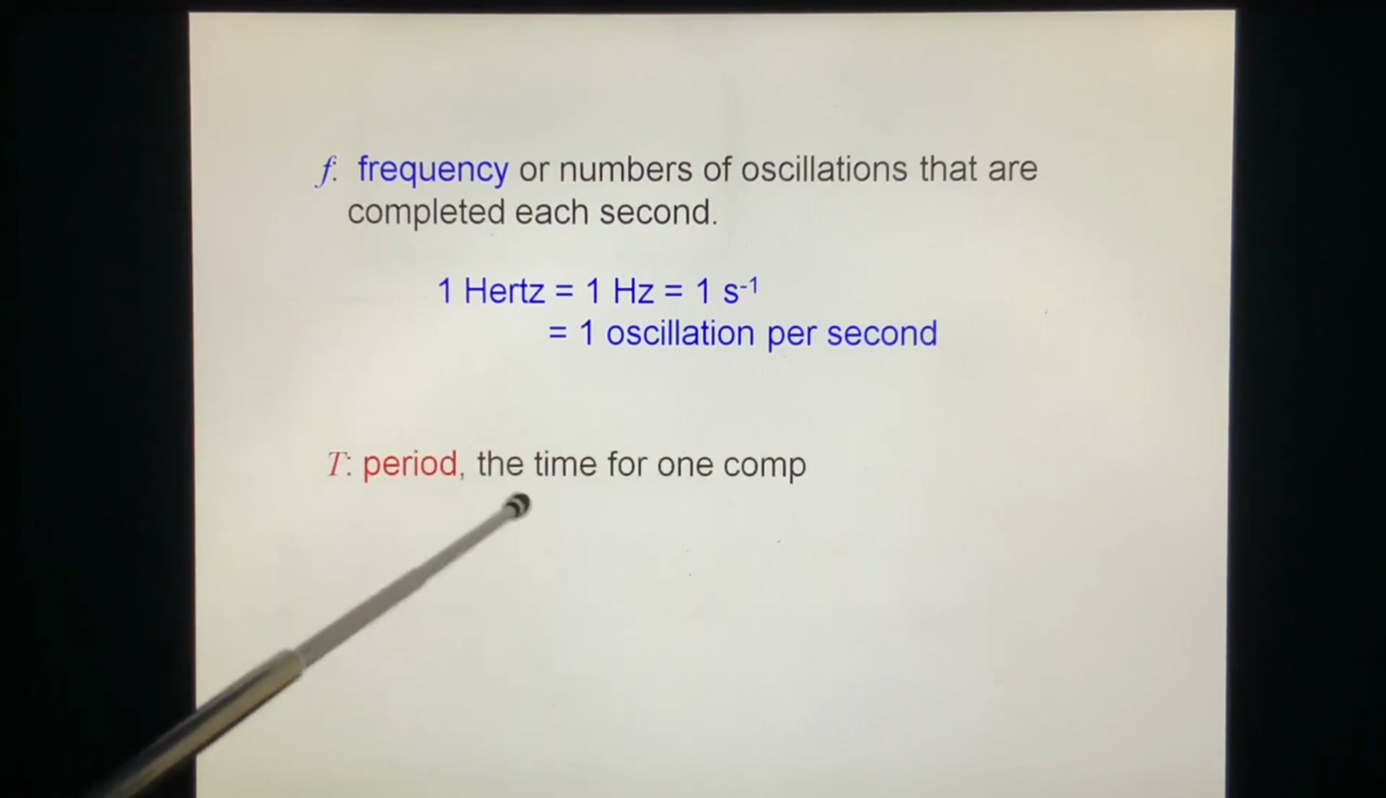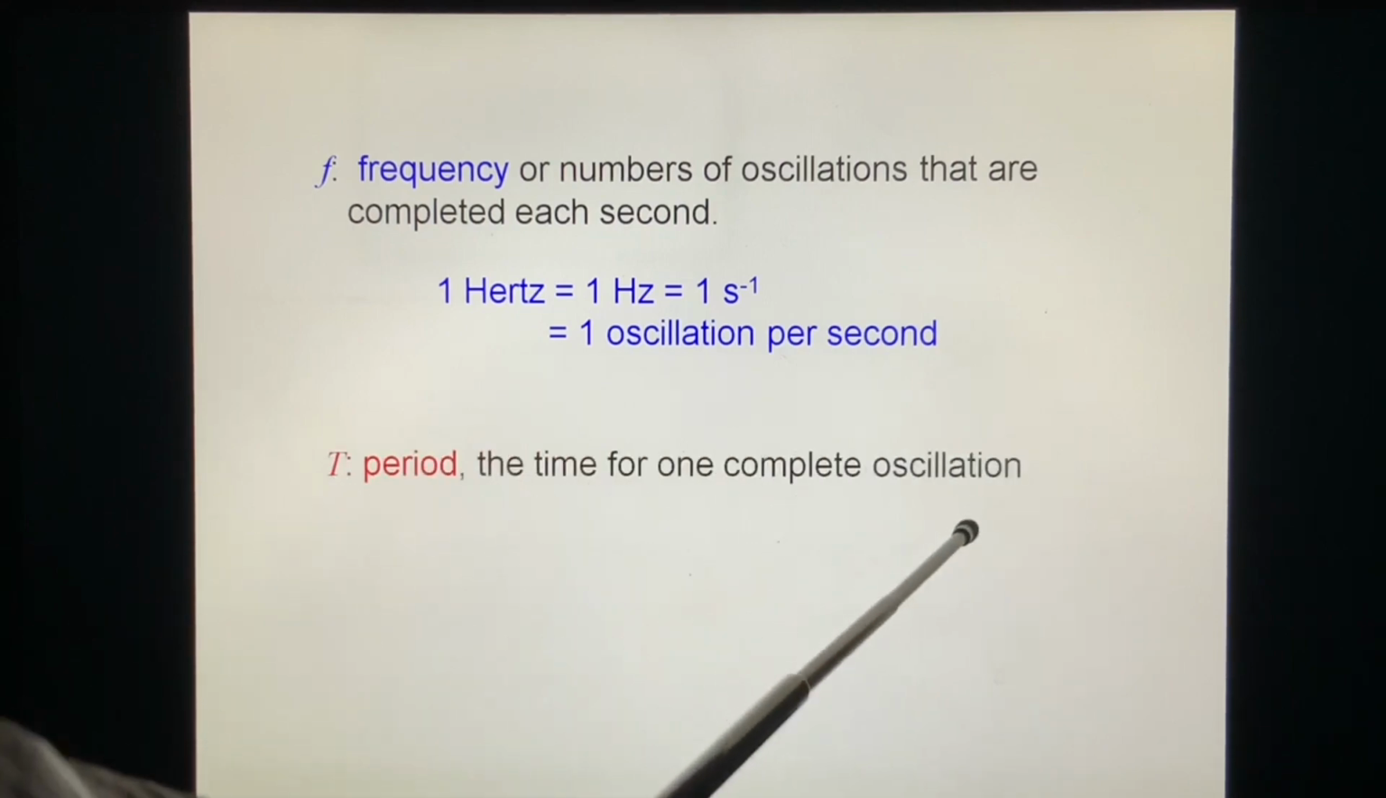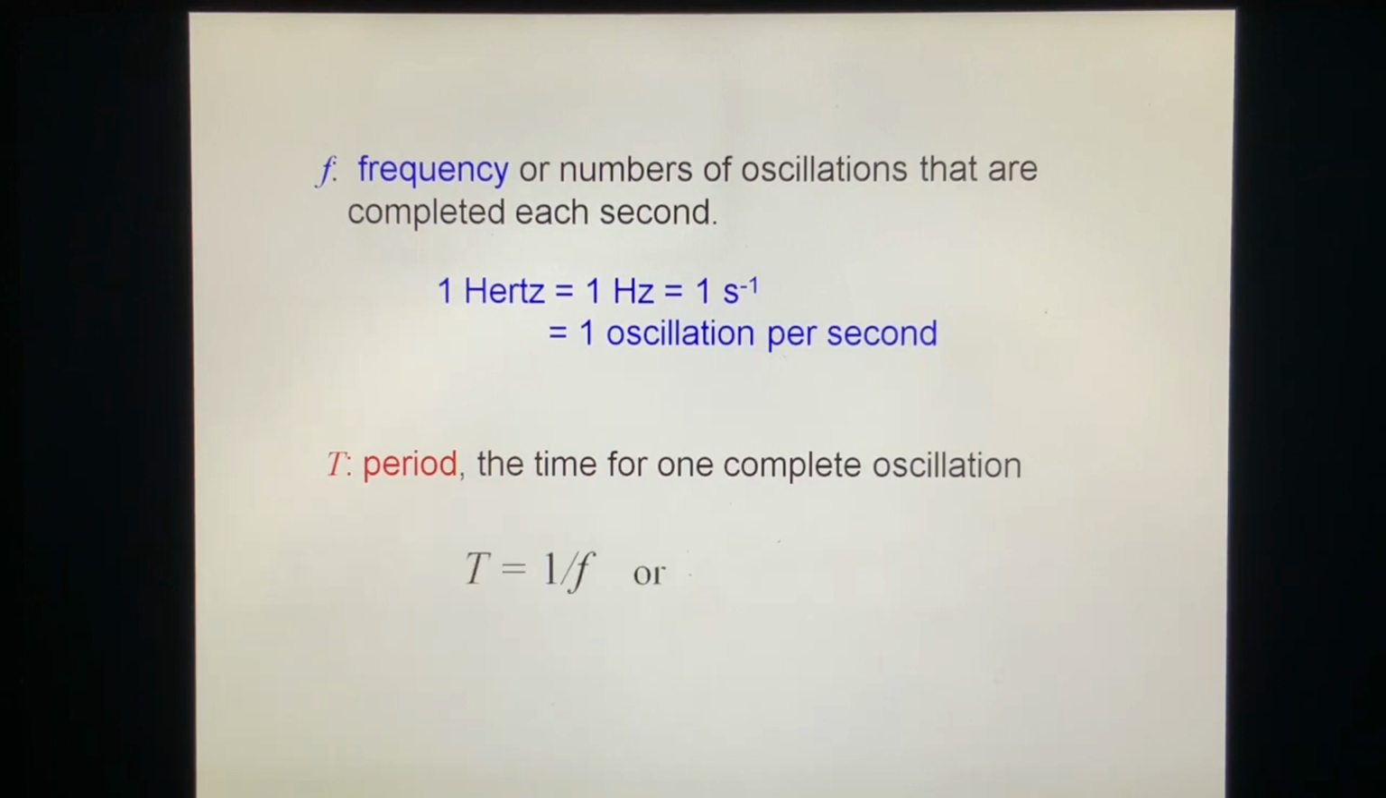Period is the time for 1 complete oscillation. The period equals 1/f. For example, you have a frequency of 10 hertz. That means that in 1 second you complete 10 oscillations. For each oscillation, it takes a time of 1/10 second. So the relationship between period and frequency is reciprocal. Okay, T equals 1/f, or f equals 1/T.